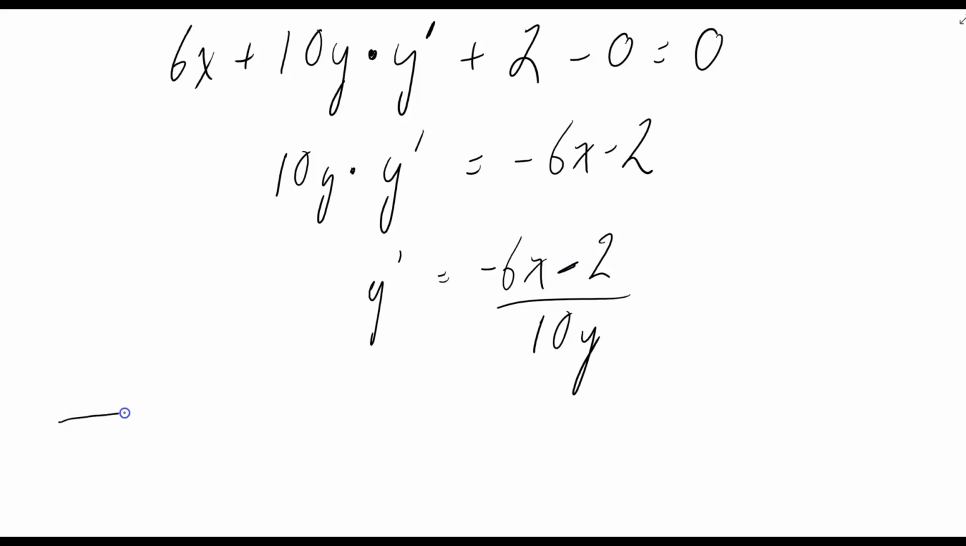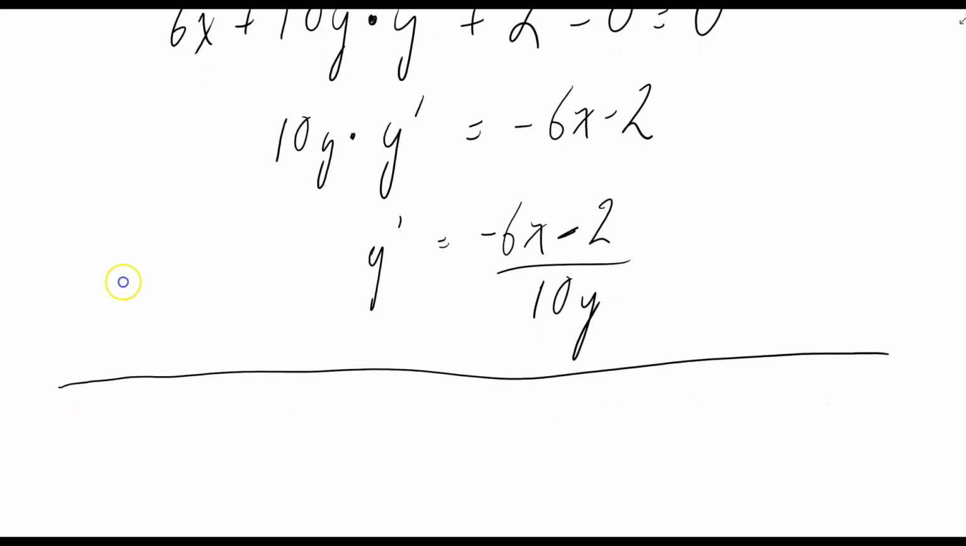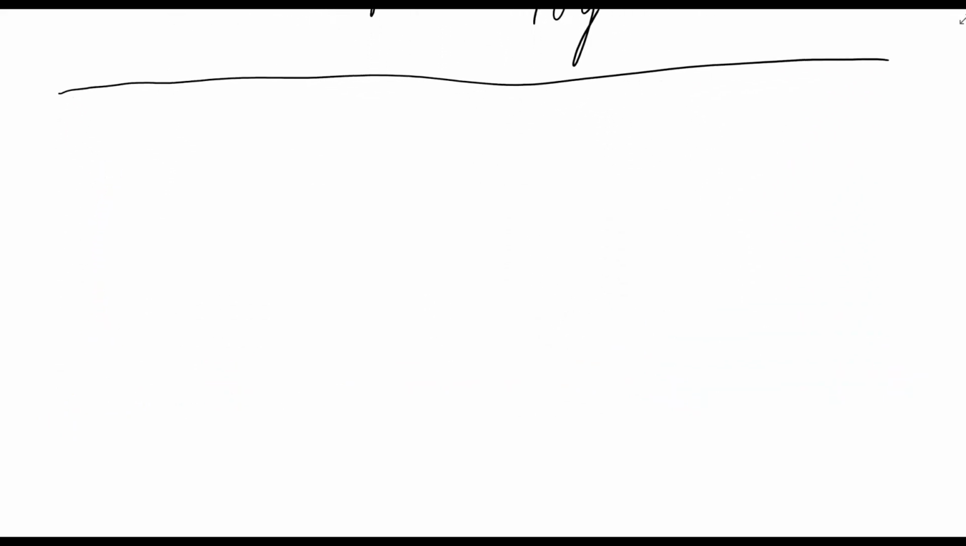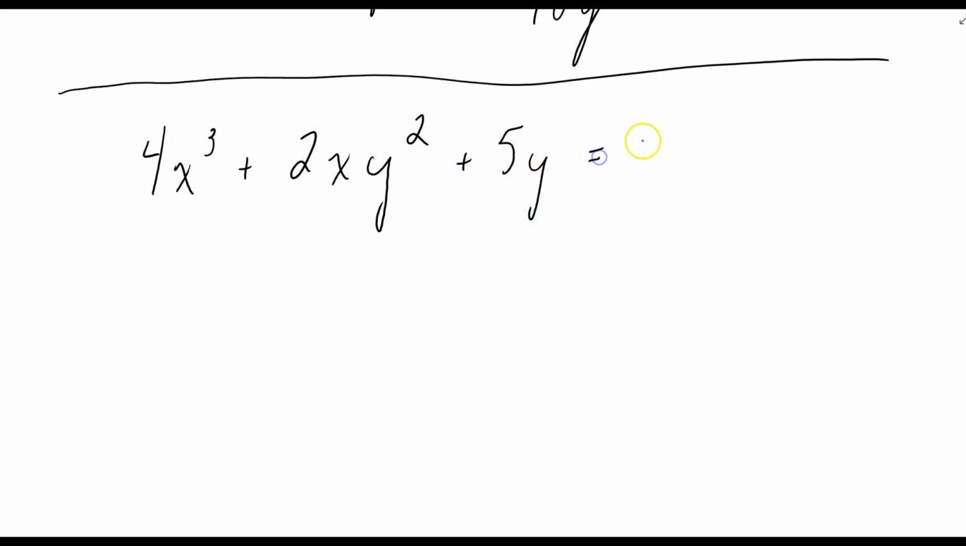All right, so I want to show one more example that involves the product rule. So let's look at another one. Let's do 4x cubed plus 2xy squared plus 5y equals 12.